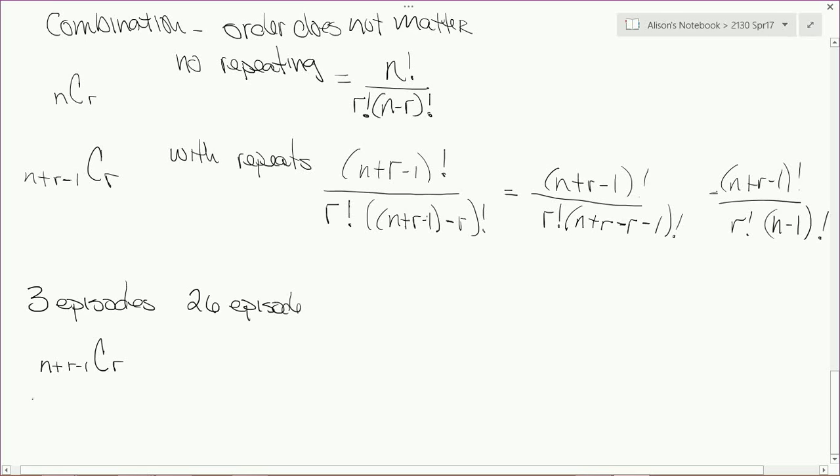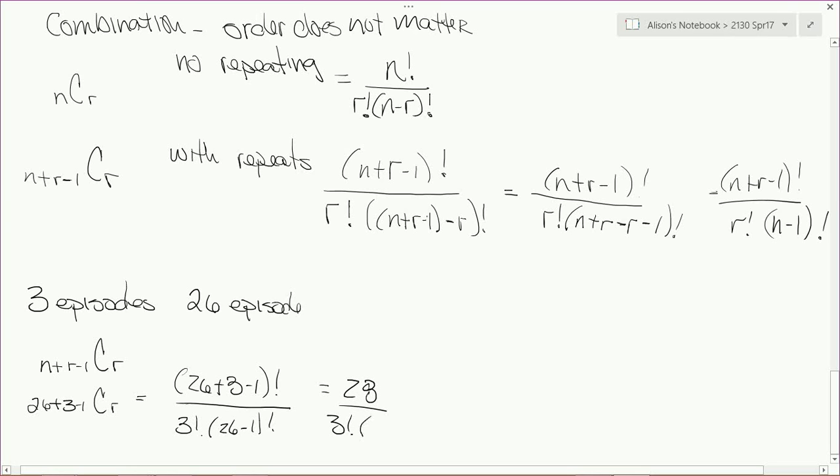This is going to give me, if there are 26 episodes in the population, I am going to choose 26 plus 3 minus 1, choose R. So if I write it out, this is going to give me 26 plus 3 minus 1 factorial over R factorial, which is 3 factorial. And then we're going to say 26 minus 1 factorial. So this is 28 factorial over 3 factorial, 25 factorial.